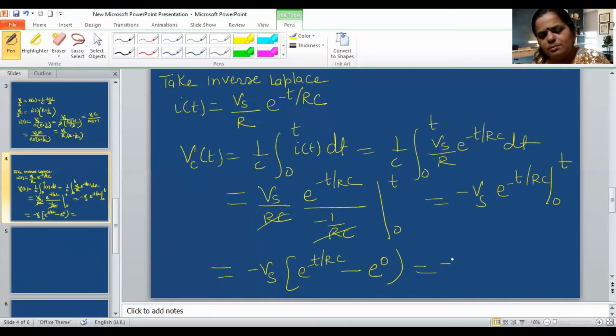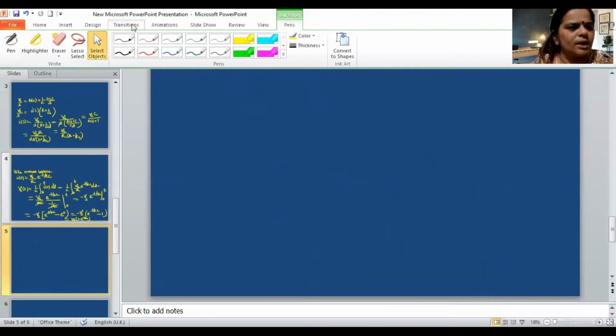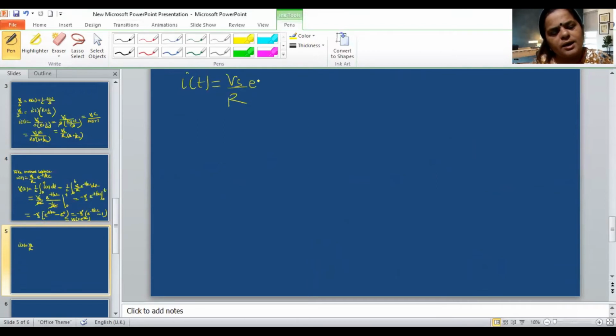So what I am going to get? Minus Vs e to the power minus t by RC, e to the power 0 is 1. So this I can further write as Vs (1 minus e to the power minus t by RC). So finally, i(t) I got Vs by R e to the power minus t by RC, and the voltage across the capacitor I got Vs (1 minus e to the power minus t by RC).